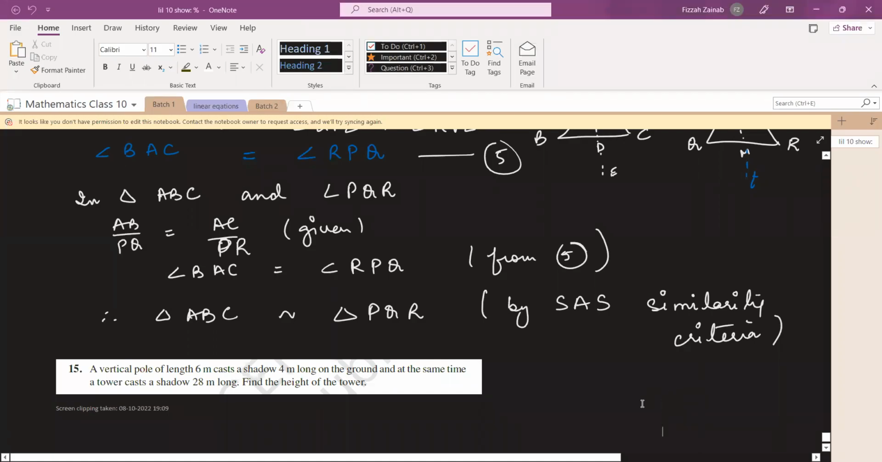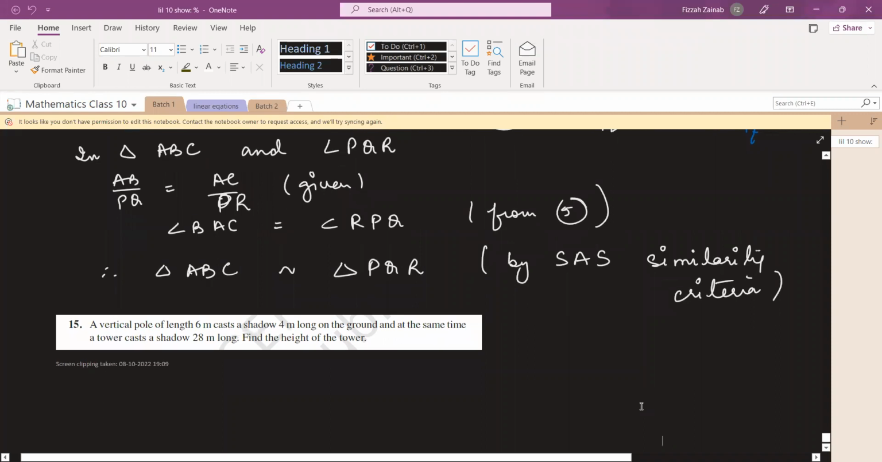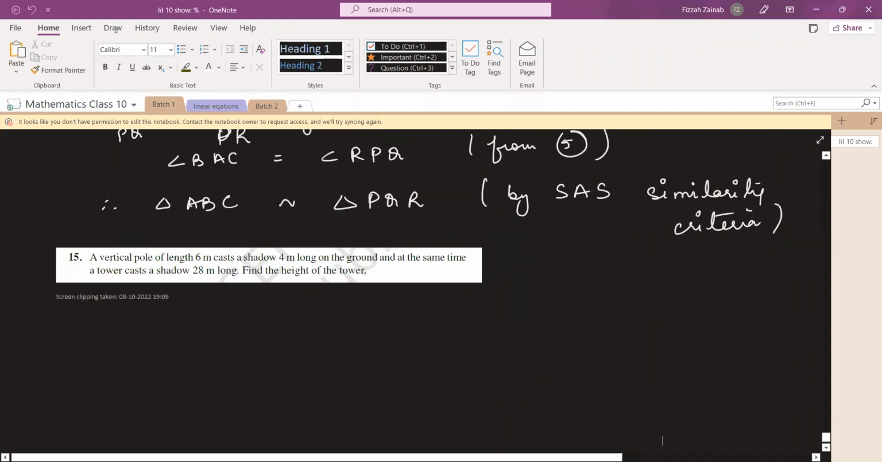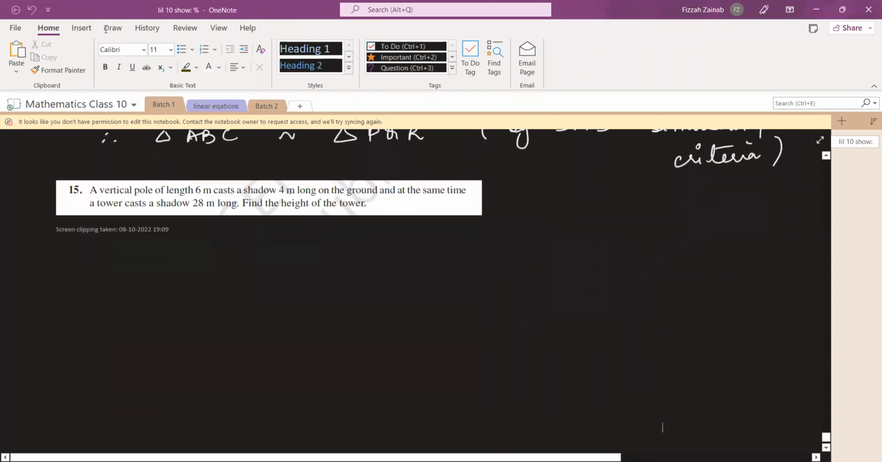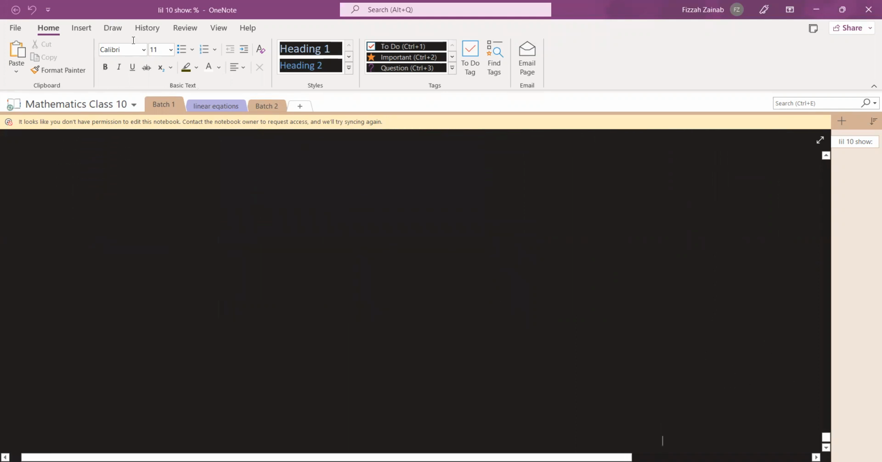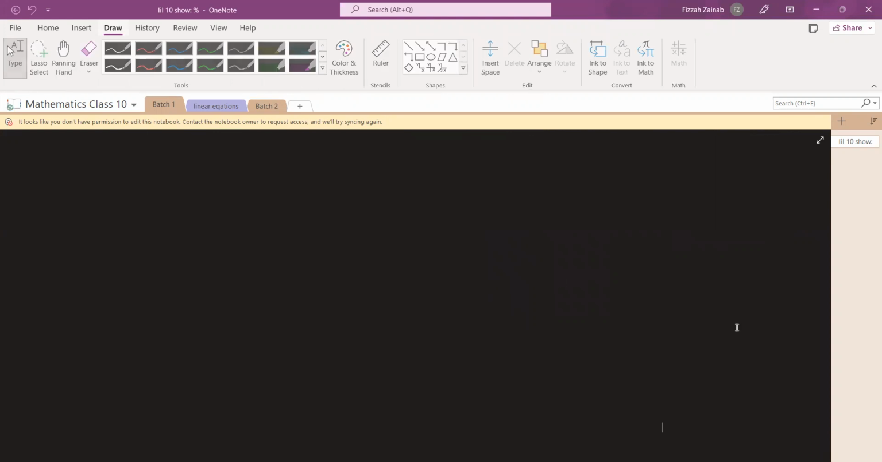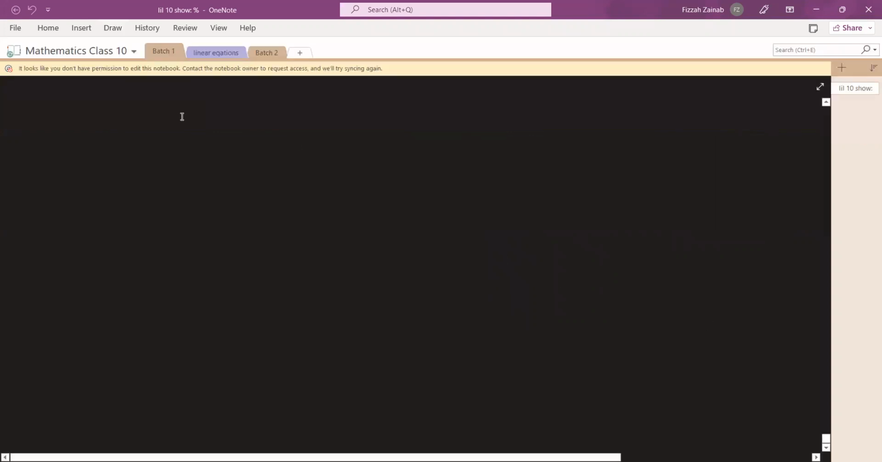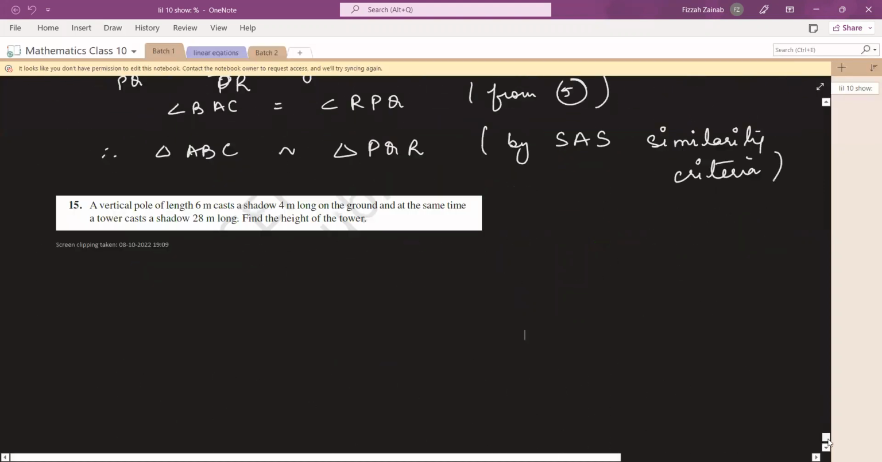Is my screen visible? Yes, ma'am. Okay. Actually it's raining so heavily here. There is some network issue. Yeah, okay, I think it's fine now.